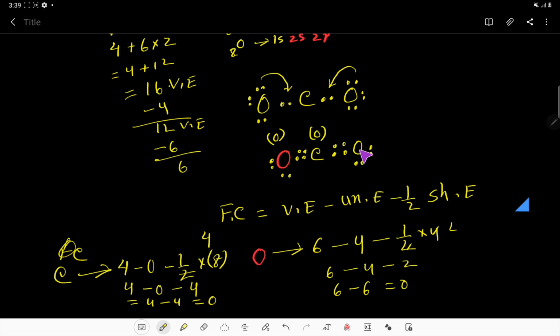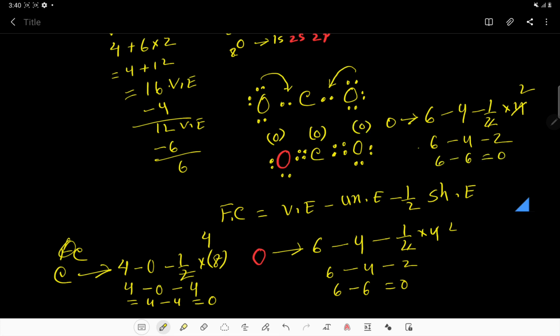So what will be the formal charge for this oxygen? This oxygen is an element of group 6, so it has 6 valence electrons minus unshared electrons. Here unshared electrons are also 4, minus half of shared electrons. Here shared electrons for this oxygen are 4, so 2 goes into 4 2 times. So 6 minus 4 minus 2, 6 minus 6, that is 0. So the formal charge for this oxygen is 0. So this is the best Lewis structure because all the atoms present in carbon dioxide have 0 formal charge, right?